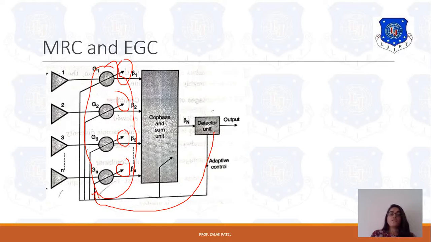So this is the advantage of MRC over the general space diversity technique. In the next session we will discuss EGC and how EGC is different from the MRC technique. We will also see the selection combining technique, and then we will do a quick revision of unit 3. So only two topics are left in this case.